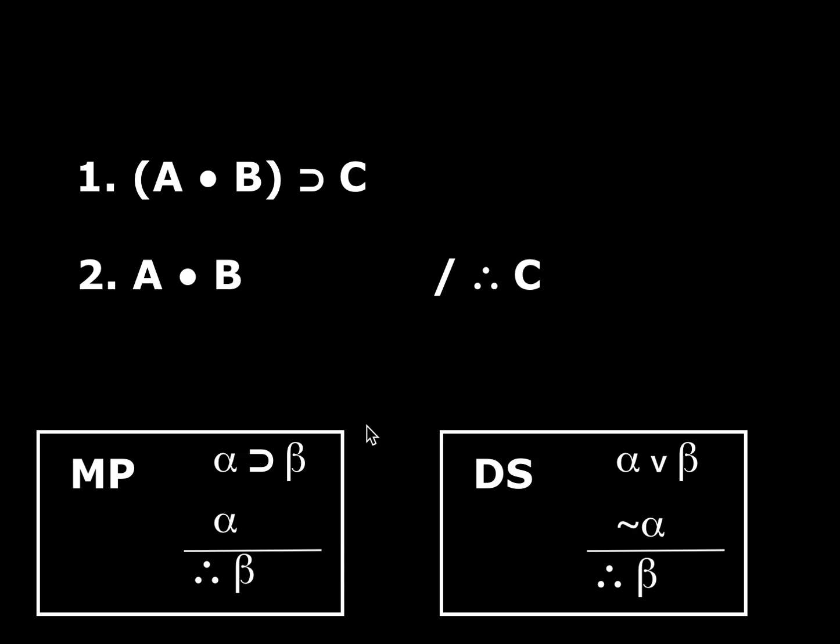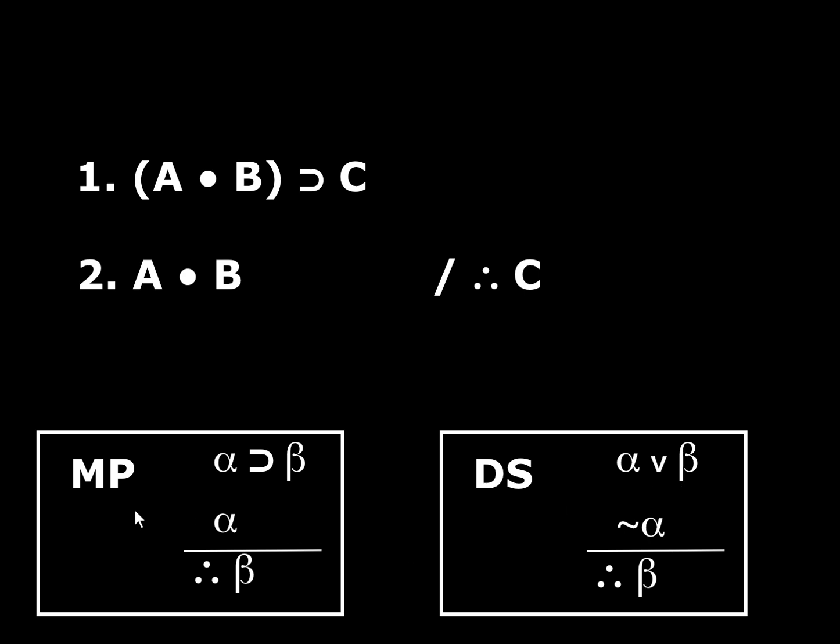Well, let's look at DS first. What DS says we need is a disjunction and a negation of one of the disjuncts. Do we have these two pieces up here anywhere? Well, you can see we don't have any disjunctions at all. So there's no way we could use DS. We just don't have the pieces that DS says we need.